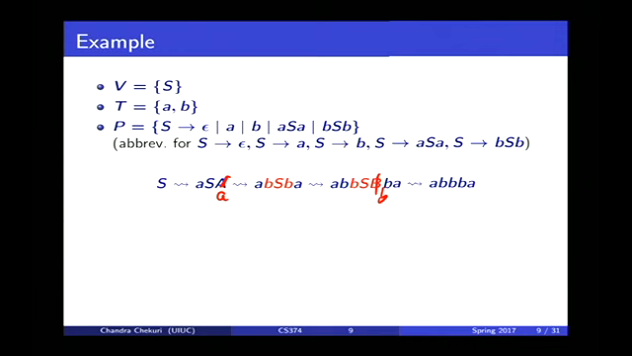Can you generate AA? Yes, right? Because I can generate A as A and S can go to epsilon. You can generate AA, you can generate BB. Can you generate ABA? How? A as A and S can go to B, right? Okay. So I claim that you can generate all palindromes with this.